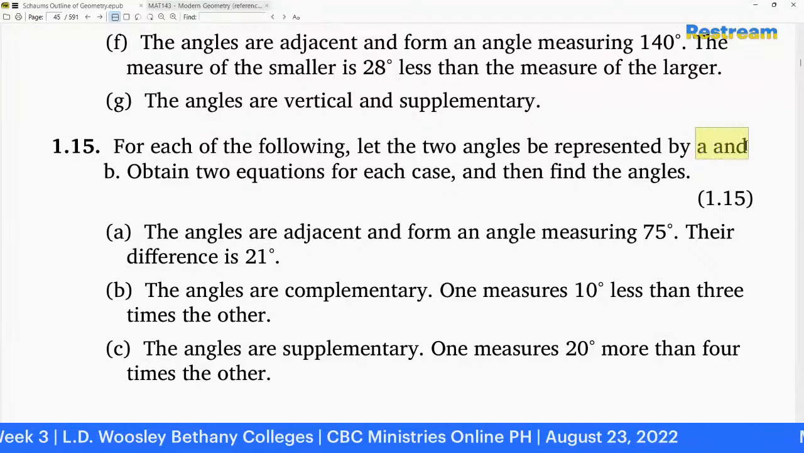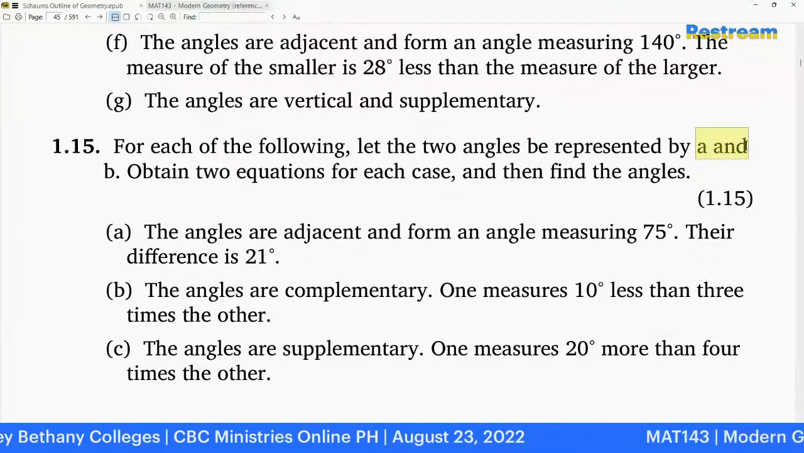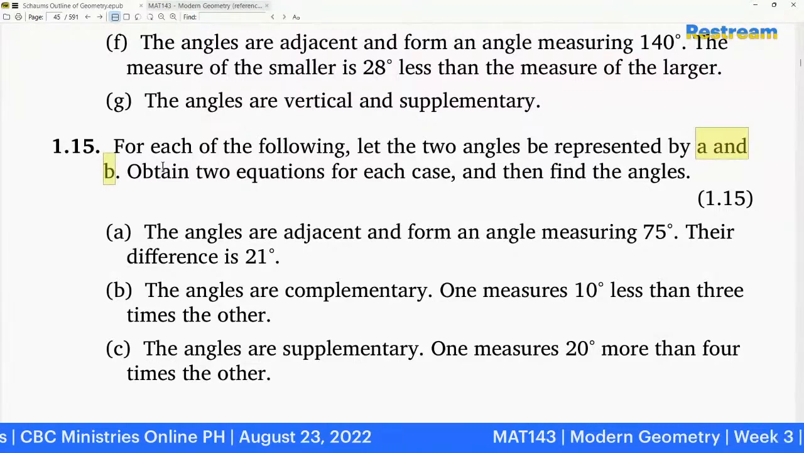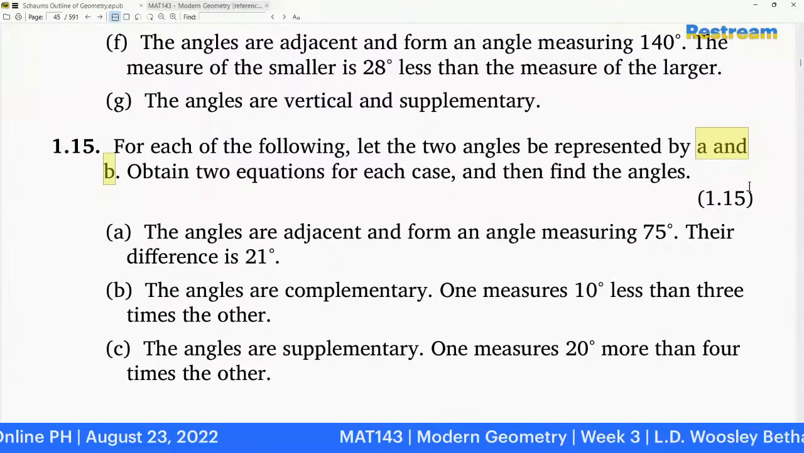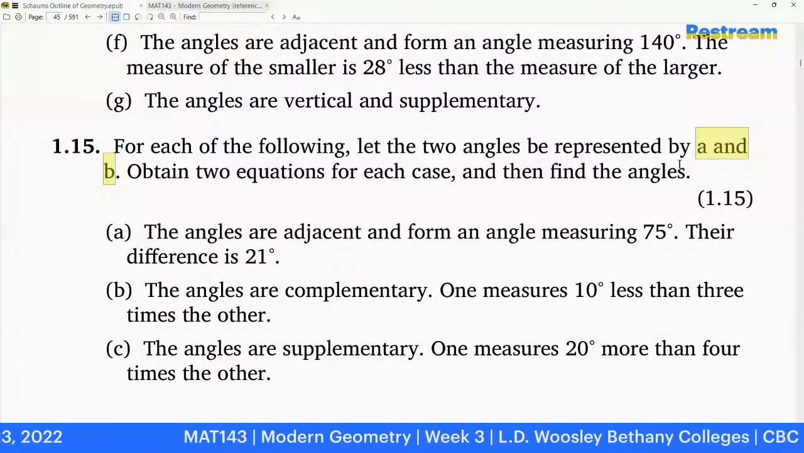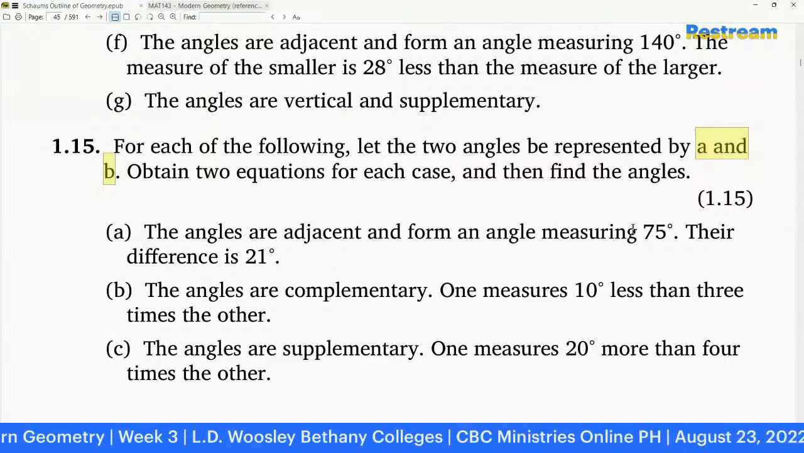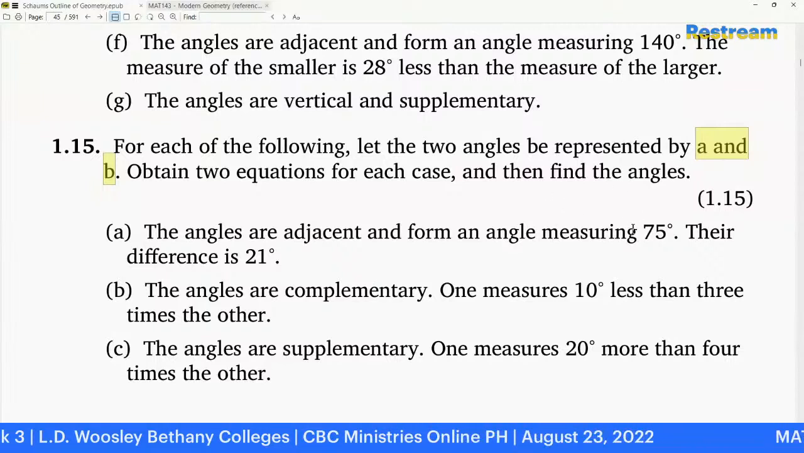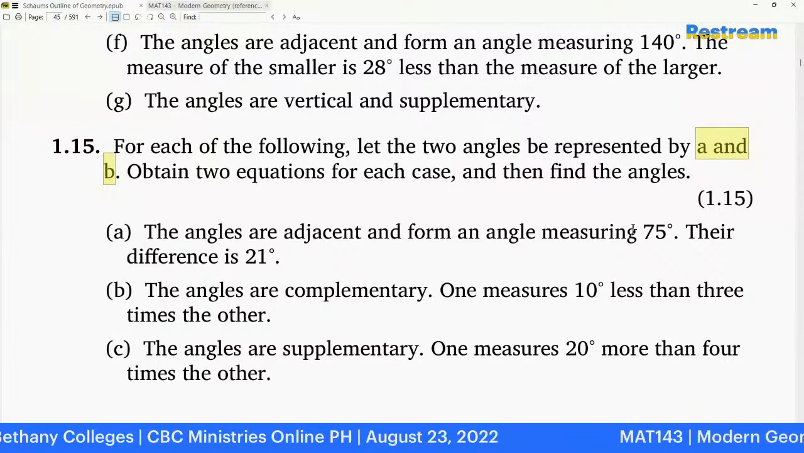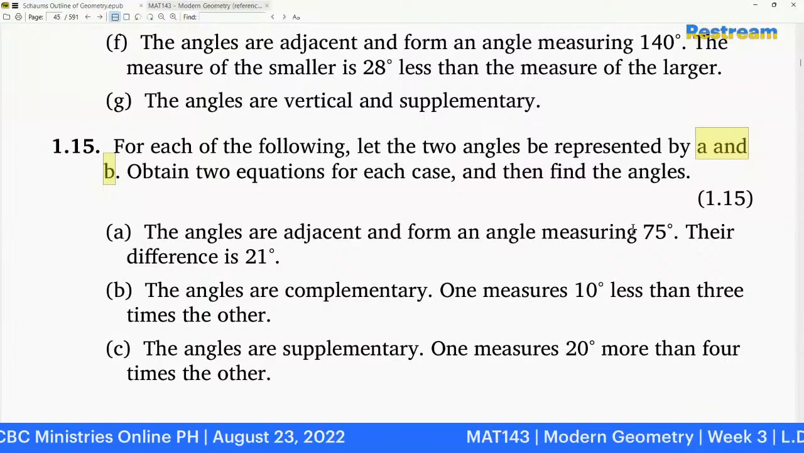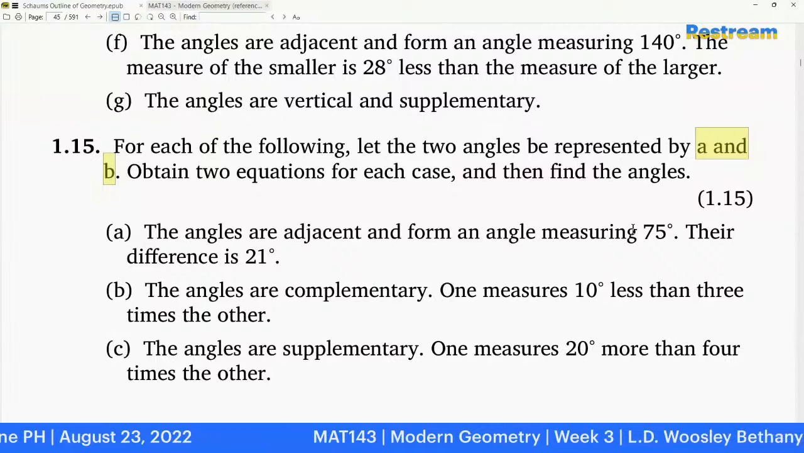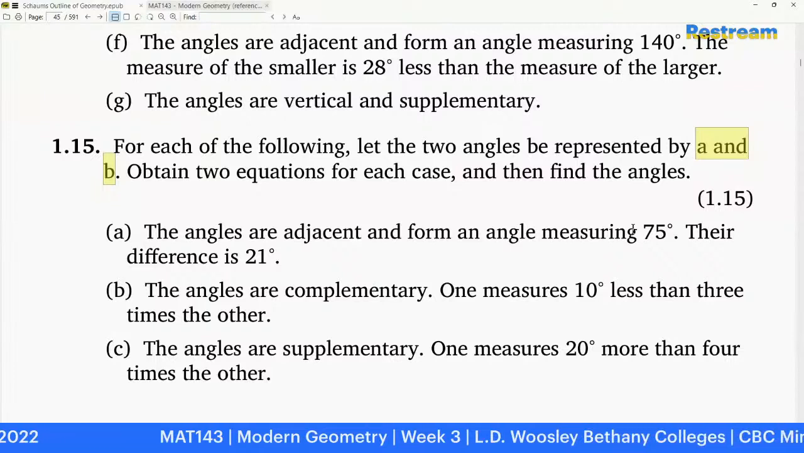Hindi X and Y. I'm sorry. Hindi, okay lang, pero nakalagay kasi dyan eh, kaya wala tayong lusot. A and B. So, A plus B is equal to 75, first equation. And then, second equation mo, A minus B is equal to 21. Tama? Yes po. Solving for A and B, recall lang natin.